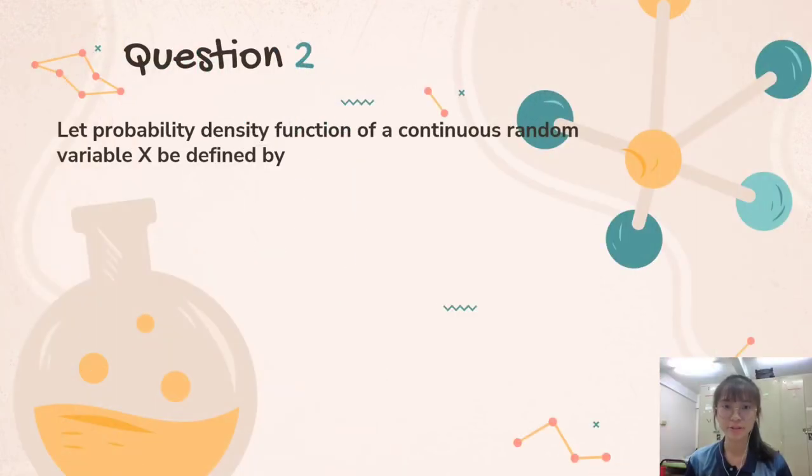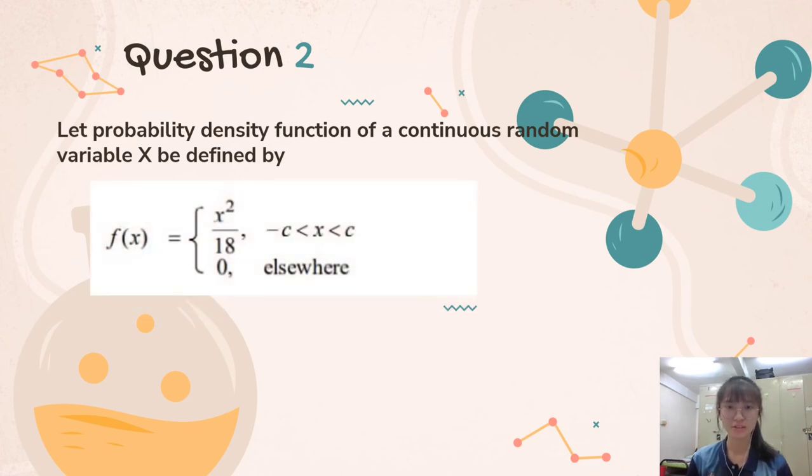So now let's see question 2. Let the probability density function of a continuous random variable x be defined by f(x) equals x squared over 18 for the condition negative c less than x less than c, and 0 elsewhere. So we can form a line. Here is negative c and here is c. From the probability density function above, we know that for the part negative c until c, we need to use the equation x squared over 18. And for the numbers other than negative c until c, we need to use the probability density function of 0.